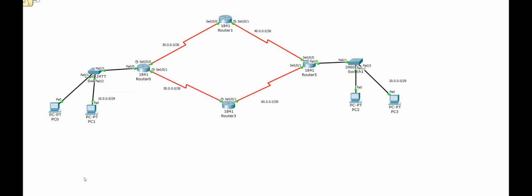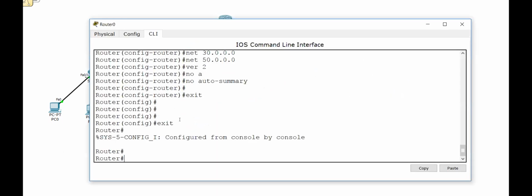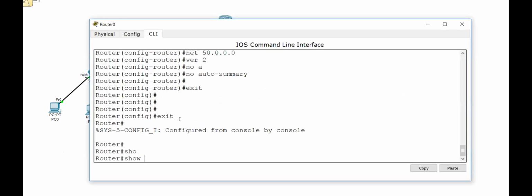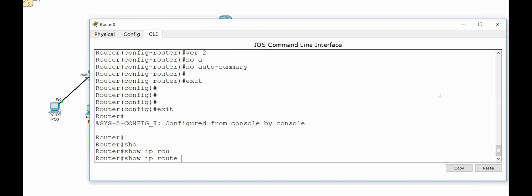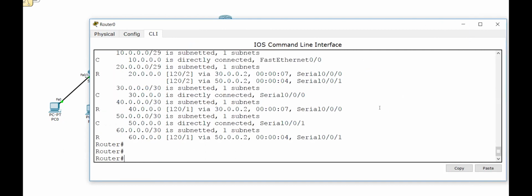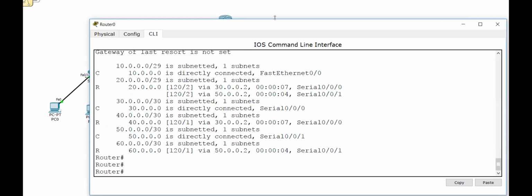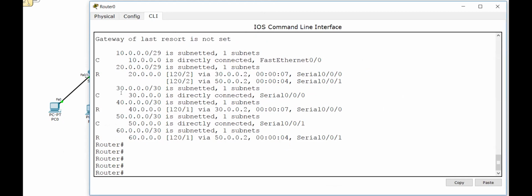Now you have configured the routing. After configuring the routing, you put the command show IP route. You will see direct as well as indirect networks also. Now see, it is showing the 10 network as well as the 50 network, as well as showing 30.